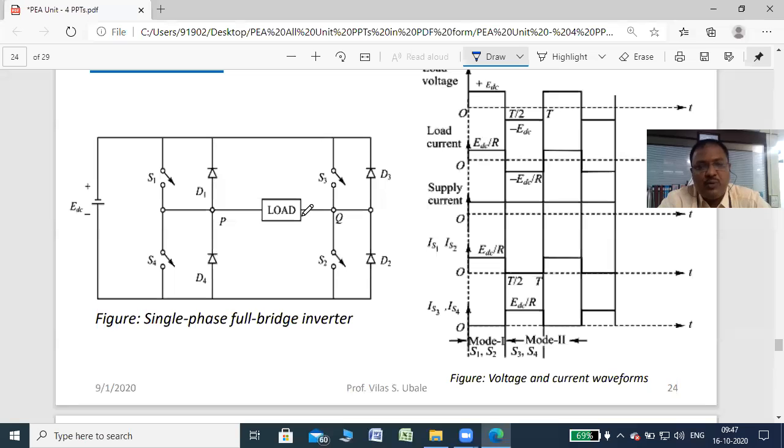So again I want to clear one thing. These S1, S2, S3, S4 are the power switches like power BJT, power MOSFET, IGBT, SCR, GTO, etc. So these switches require a triggering circuit and protection circuits. For simplicity, the triggering circuit and protection circuit are not shown in the figure.